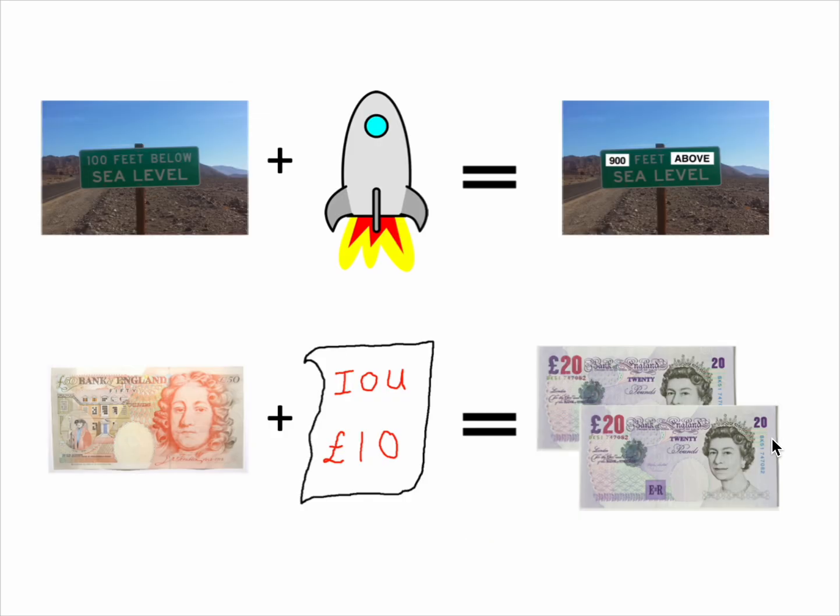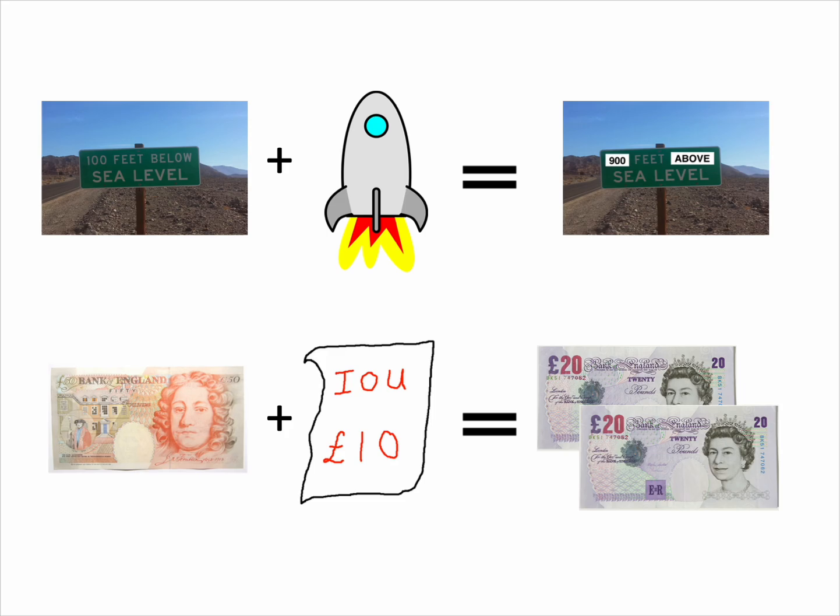Okay, so let's think about these a bit more. Before we get to multiplying minus numbers, I want to think about adding them. Note that this is quite easy. You just do what you expect. If we're 100 feet below sea level, so that's like a distance of minus 100, and we get in some rocket and fly up 1,000 meters, then we're going to end up 900 feet above sea level. We just take away the 100 from the 1,000 to get the 900.